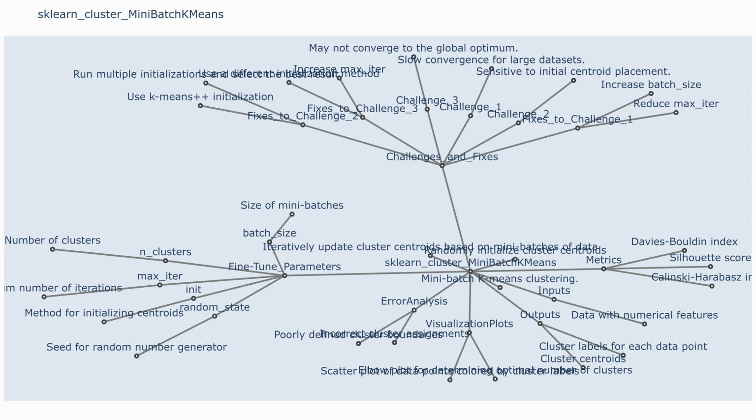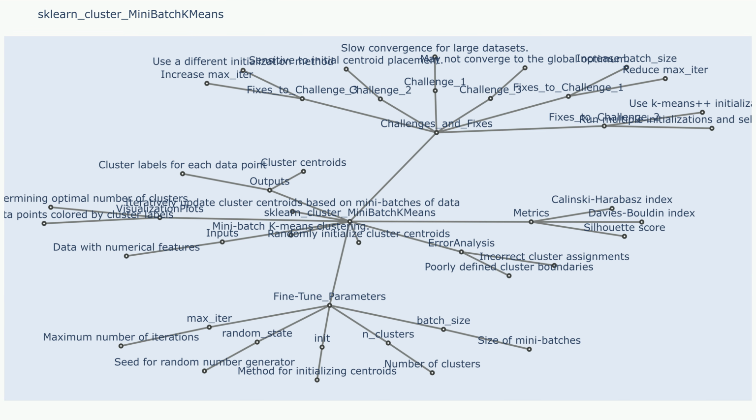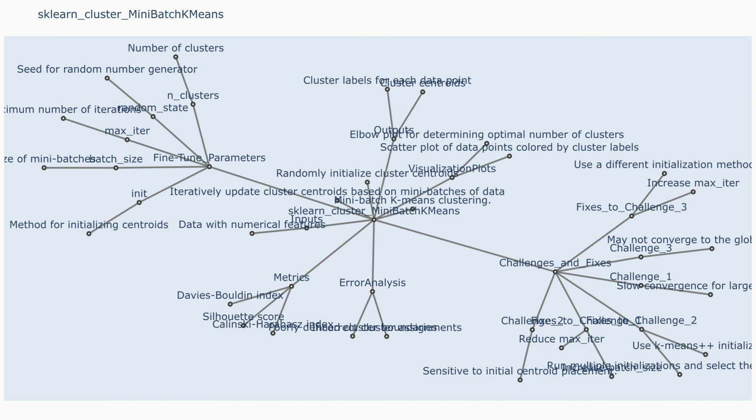sklearn, cluster, MiniBatchKMeans. MiniBatchKMeans is a clustering algorithm that scales to large datasets by using mini batches of data points to update the cluster centroids. This is a good choice when the dataset is too large to fit in memory. It is a faster alternative to k-means that is appropriate for very large datasets.